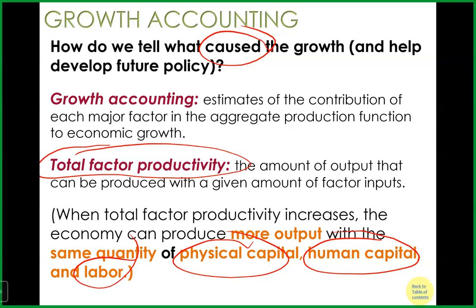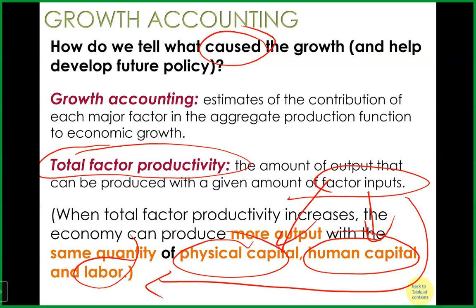So that essentially just tells us what the output is for a given amount of factor input. But what affects the input? Those are the things we look at here. In other words, TFP, total factor productivity, short for TFP. This TFP is just measuring, for given physical capital, human capital, and labor, how much we can produce. Right? So in some sense, this TFP is measuring the level of technology.